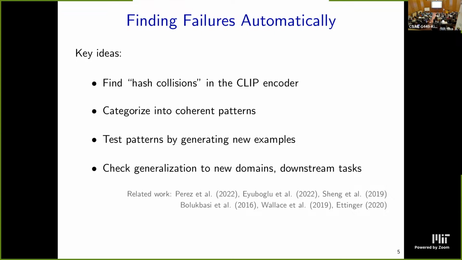Then we're going to categorize these individual failures into coherent patterns by using LLMs, right? By using their ability to look at data and explain the patterns in that data. We're going to test these patterns by generating new examples. And then we're going to check that these patterns don't just work in sample, but generalize to totally new domains as well.